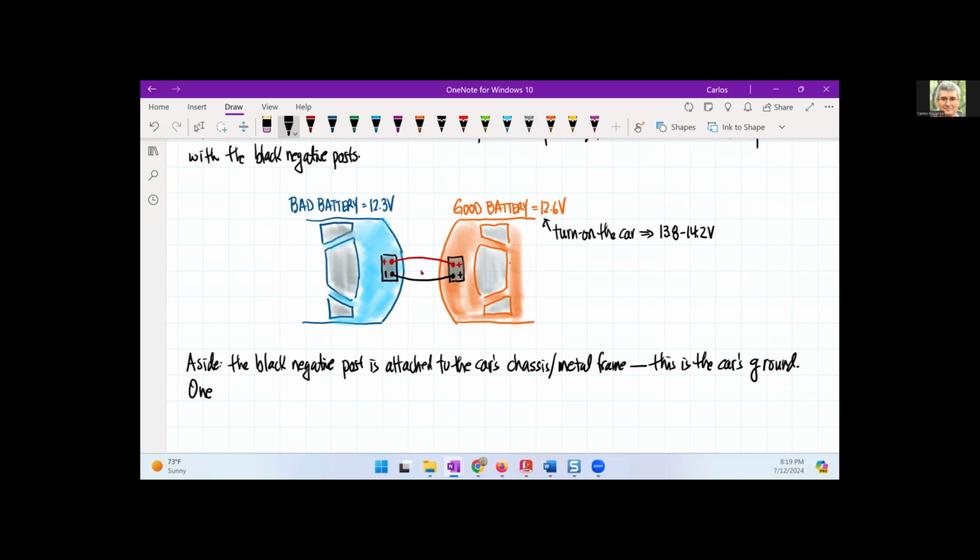One can also bypass attaching to the black post and connect, let's say, you just got attached to the chassis, connect it to the bumper, for example. That may be more convenient.